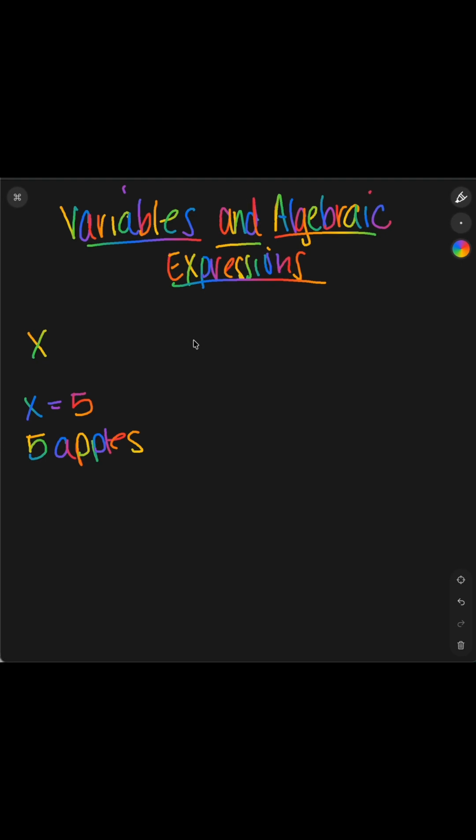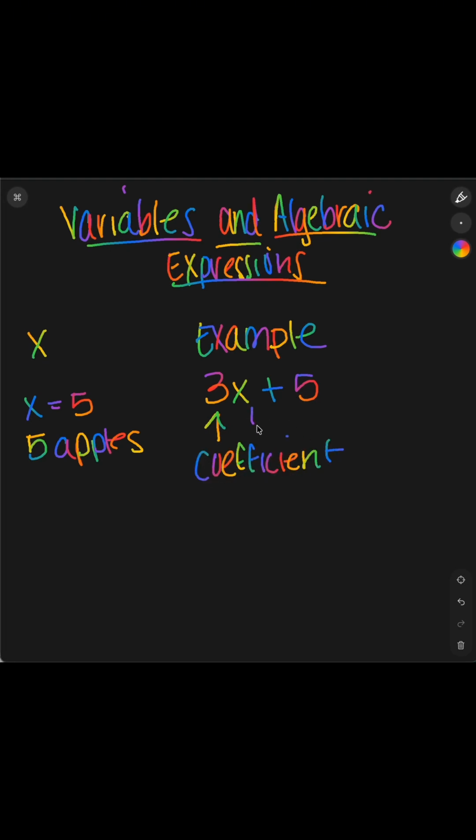An example of an expression is 3x plus 5. The 3 is what we call a coefficient. And the x is the variable. And then the 5 is what we call a constant. Okay? A coefficient is a number being multiplied by a variable. So you will always see it right outside a variable. But the definition is a number being multiplied by a variable.